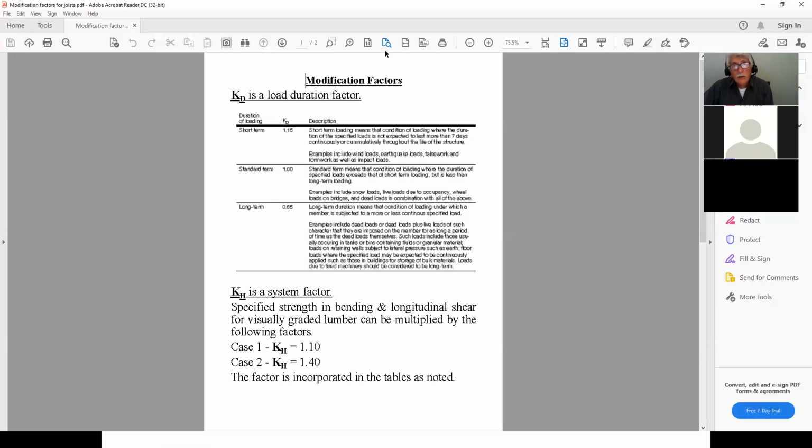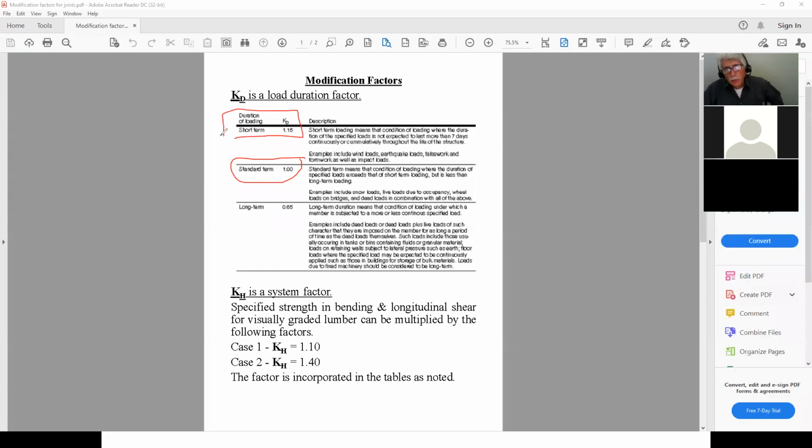So the KD value is, okay, very simple. For standard, it's always 1. In other words, if it's a snow load, if it's a live load, combined with this dead load, you use 1. If it's short term, as a matter of fact, it only helps you if it's short term. So here it doesn't hurt you. It helps you if you take advantage of it. And we will take advantage of this when we're going to be doing form work.